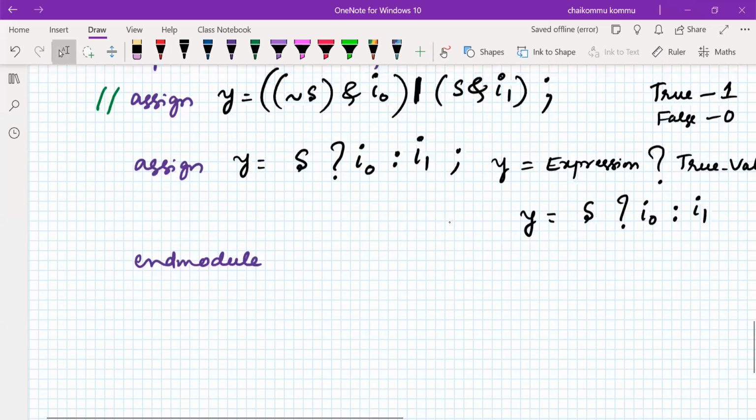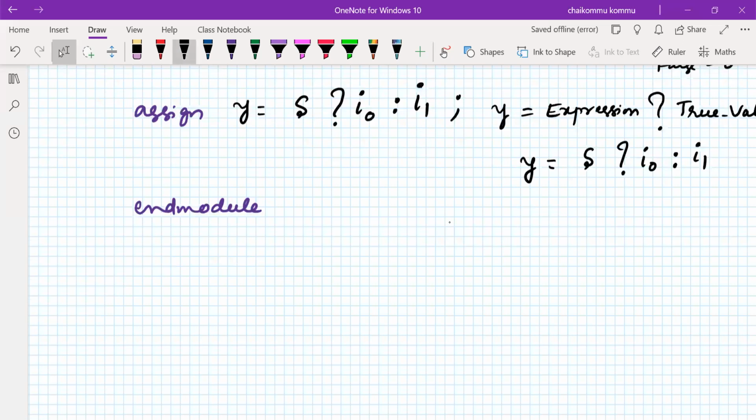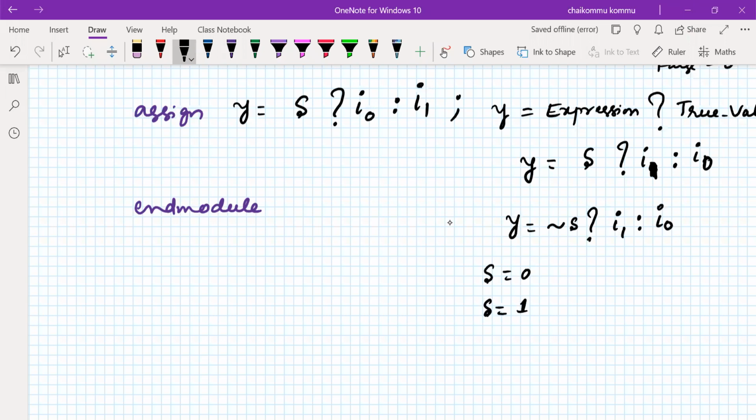If you want, we can write it in reverse also. Anyway, a multiplexer means only one thing has to go outside. Whether it is the first one, I naught, or I1 doesn't matter. But conventionally we have learned it like that, so we use the same way. For example, I am saying Y is equal to not of S, I1 and I naught. So if S is equal to 0, S is equal to 1, what is the output for Y?